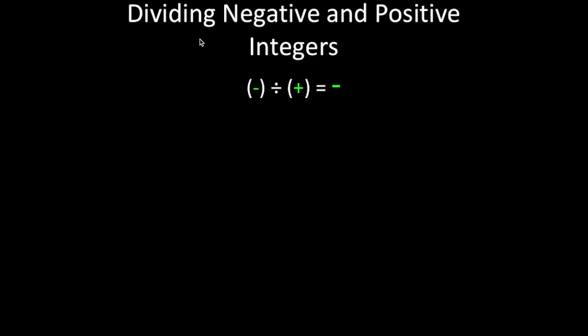Now we're dividing a negative and a positive integer. Whenever one of the numbers is negative, your answer will be negative. This is the same as the multiplication rule. So negative divided by positive is negative. Example, negative 9 divided by 3. Because one of the numbers is negative, your answer will be negative. 9 divided by 3 is 3. And it's negative because one of the numbers is negative.